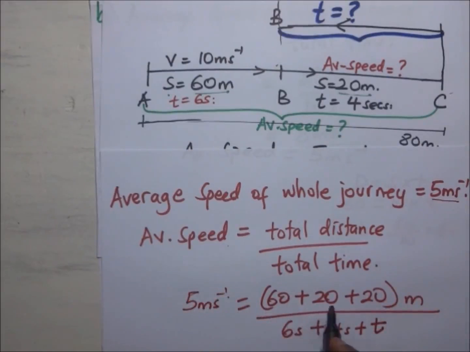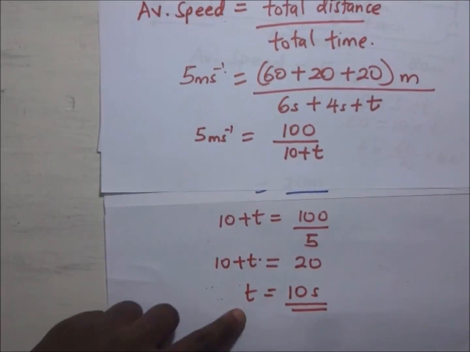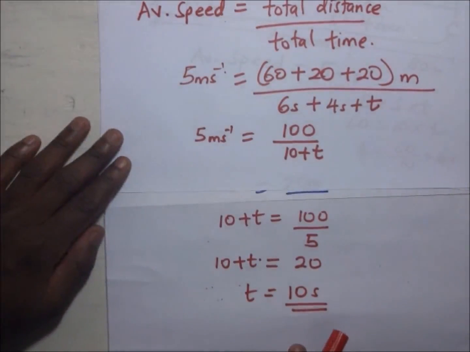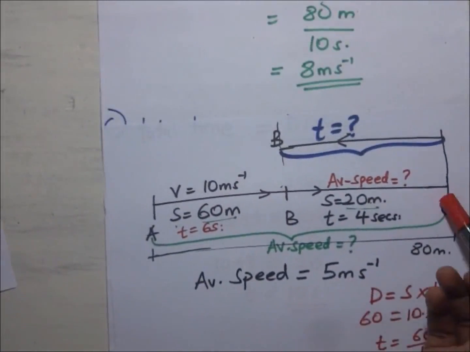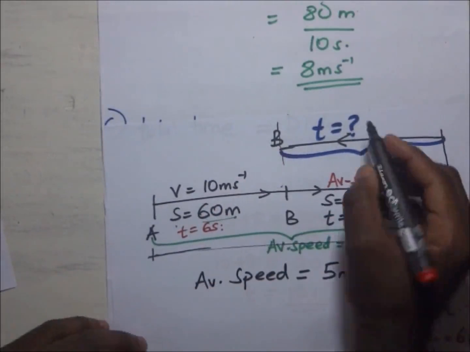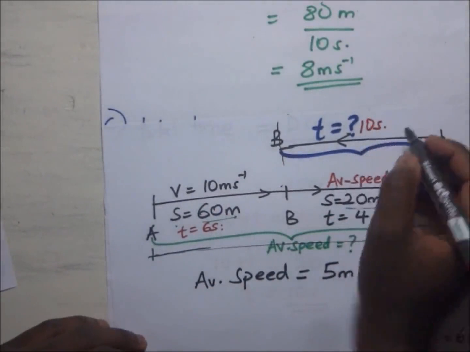So the rest is arithmetic. This is 100. Divide that by 10 plus t is equal to 5 meters per second. When we make t the subject of the formula, we shall end up with our value of t here as 10 seconds. So what does that mean? It means that the time taken to move back from C to B is 10 seconds.